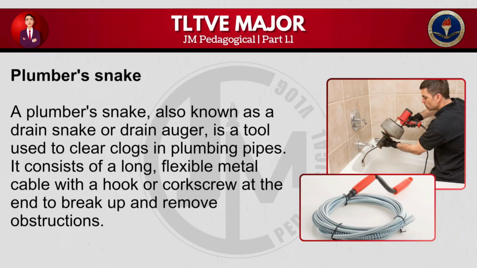A plumber snake, also known as a drain snake or drain auger, is a tool used to clear clogs in plumbing pipes. It consists of a long, flexible metal cable with a hook or corkscrew at the end to break up and remove obstructions.